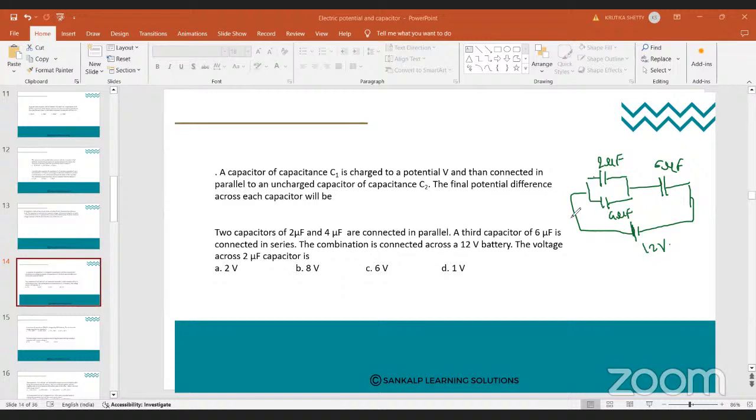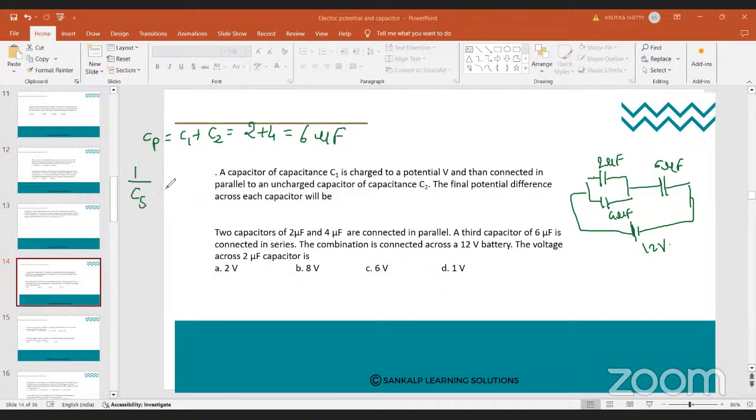So we need to calculate the voltage across 2 microfarad. See how we are going to do. Here the parallel combination is there first. So the parallel combination formula is C1 plus C2, which is equal to 2 plus 4. So 2 plus 4 is nothing but how much? It is 6 microfarad. Okay, then next is series.